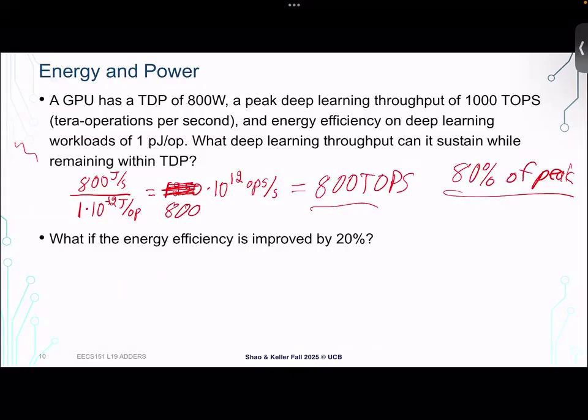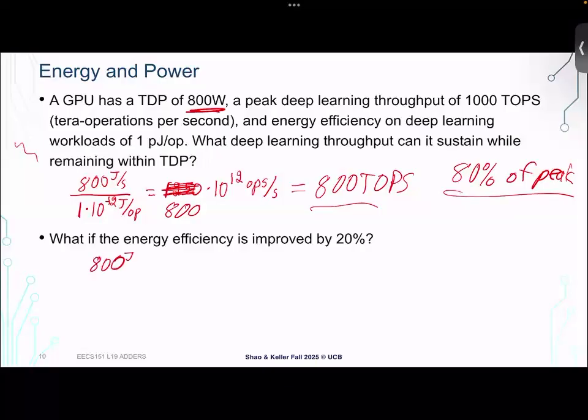So what is this saying? This is saying that we've put down 1,000 tops worth of math, but we can't actually turn it all on at the same time while still staying in our power budget. So this design is thermally constrained. It's power constrained. And the only way to improve performance in this power budget of 800 watts is to improve the energy efficiency. So what if the energy efficiency is improved by 20%?